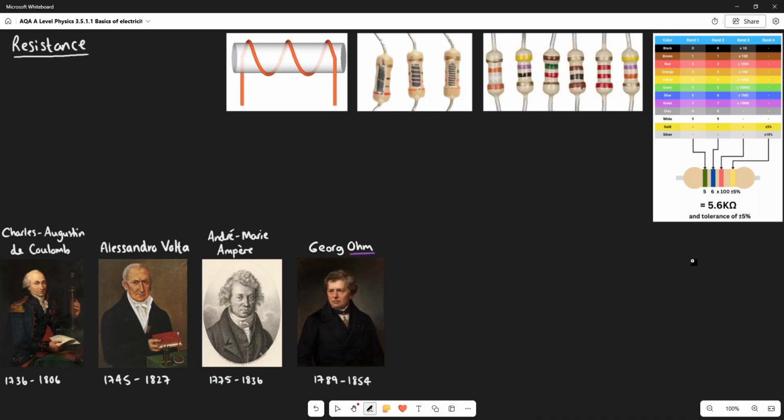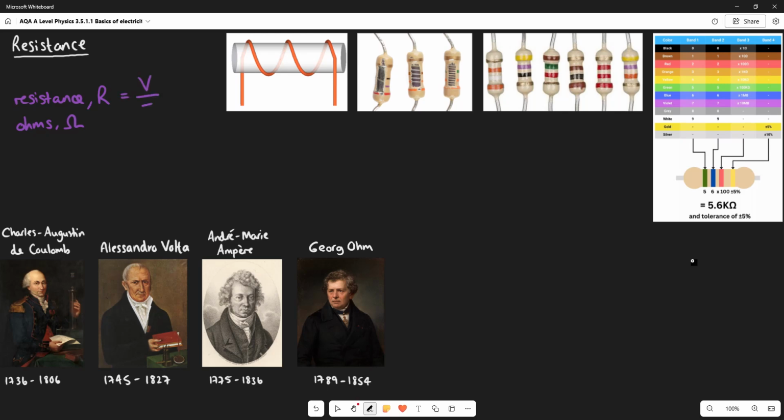And finally, we have George Ohm, after which the unit of resistance is named. Resistance, represented by capital R and units ohms, is a measure of how difficult it is for the electric current to pass through. If resistance is very high, then we need a large voltage to push the current through. If the resistance is very low, then we don't need as big a voltage to push that current through.